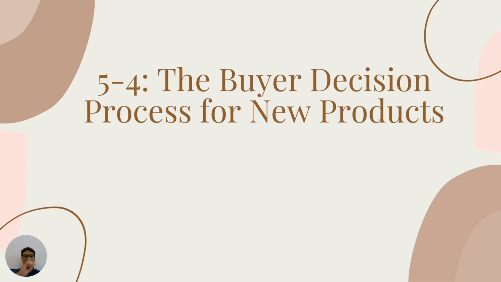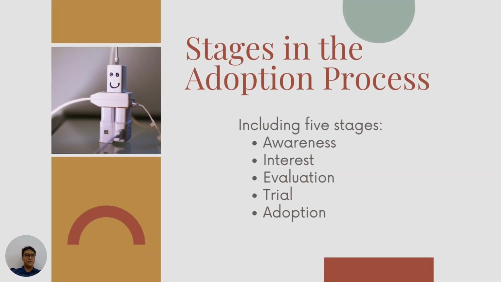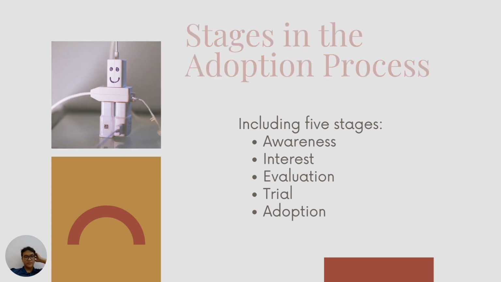The last objective of this chapter is the buyer decision process for new products. It includes five stages, as you can see: awareness, interest, evaluation, trial, and adoption.